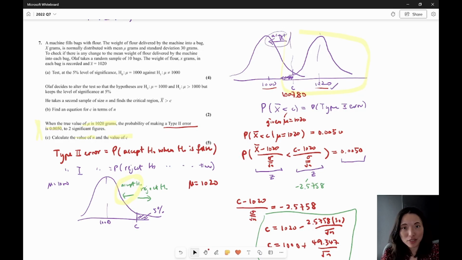Now we've completed the hardest question of this 2022 paper. Hopefully you didn't find it too tricky, but there are a few concepts that we, of course, need to know. Central limit theorem is basic. Type 2 error is a little bit trickier, but drawing some diagrams using the stats tables actually helped us quite a lot.